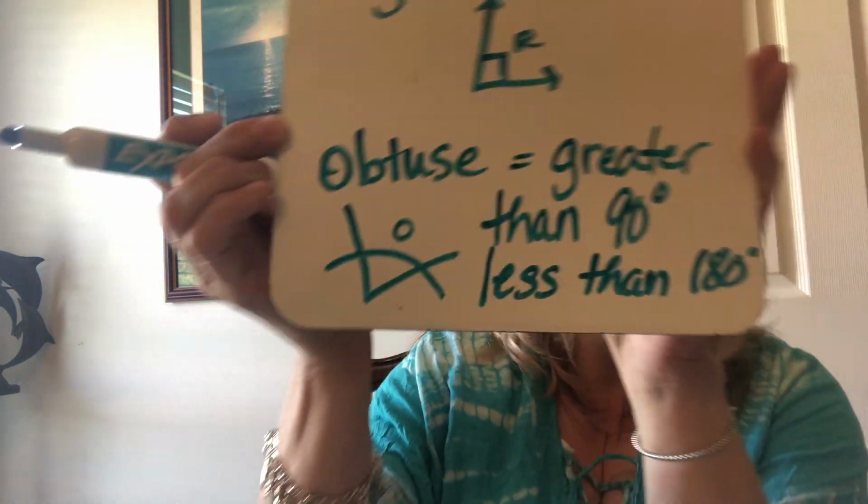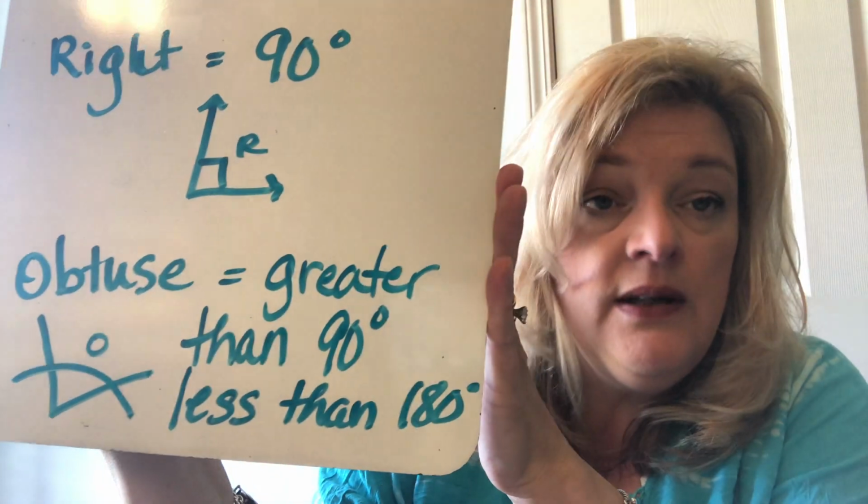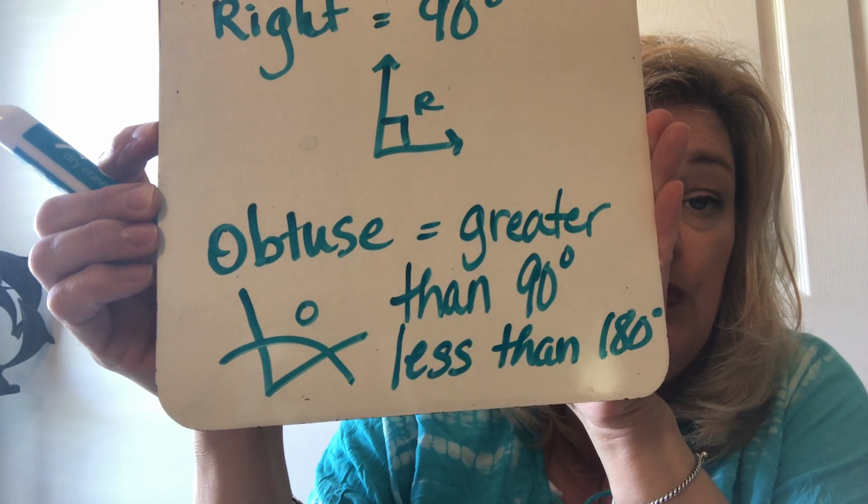Well, what about an obtuse angle? It is greater than 90 degrees and less than 180 degrees, which would be a straight line. So an obtuse angle could look something like this. So it's greater than 90, so it'll be 91 to 179. That's called an obtuse angle.